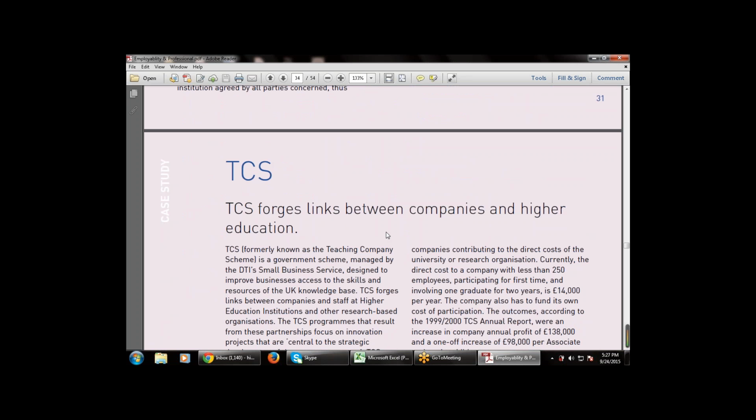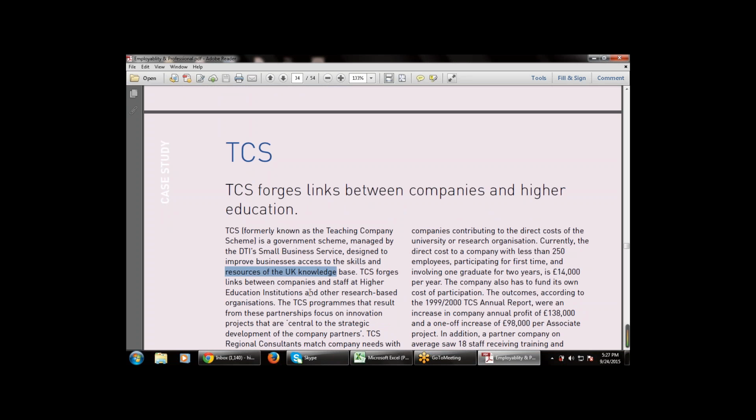The next is the TCS, which forms a link between companies and higher education. TCS is the Teaching Company Scheme, a government scheme managed by the DTI Small Business Service, designed to improve businesses' access to the skills and resources of the UK knowledge base.